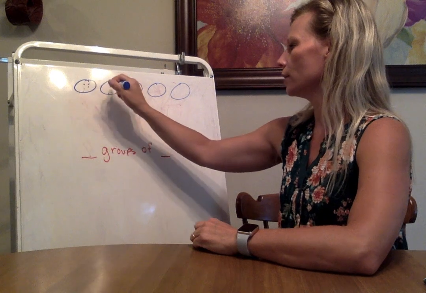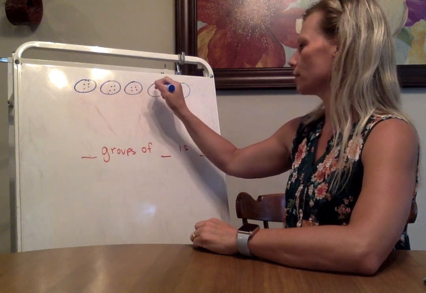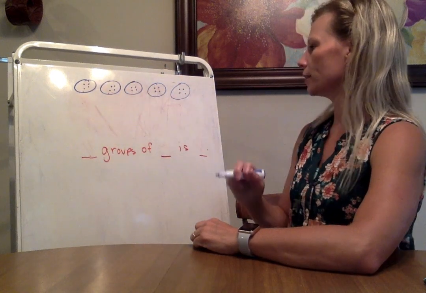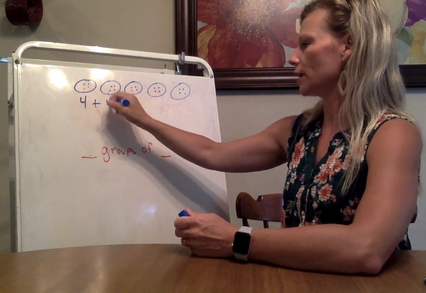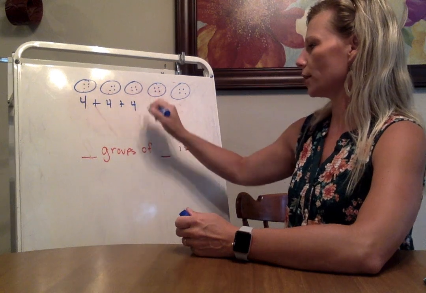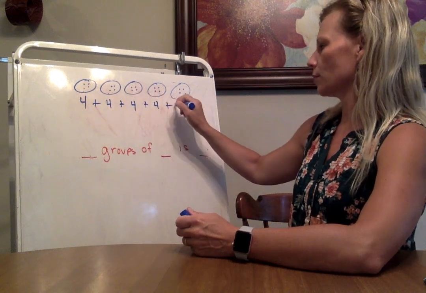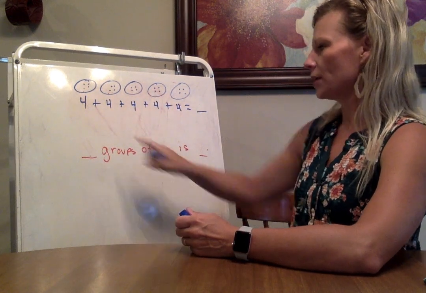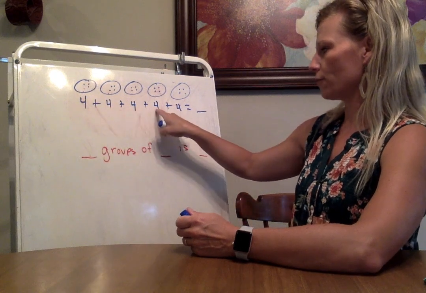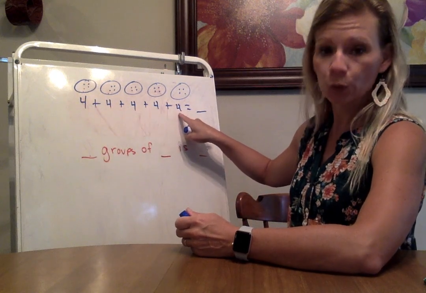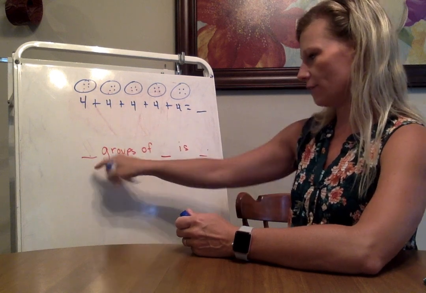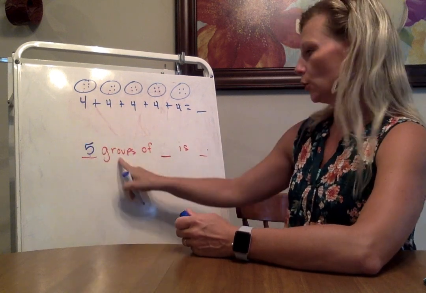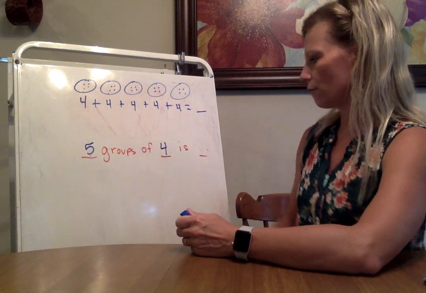1, 2, 3, 4, 1, 2, 3, 4, 1, 2, 3, 4, 1, 2, 3, 4, 1, 2, 3, 4. So those are their legs, right? So this one has 4, plus this one has 4, plus this one has 4, plus this one has 4, plus 4 more. Right? So this is 1, 2, 3, 4, 5 groups of 4. So when I come back down here, I've got 5 groups of 4.